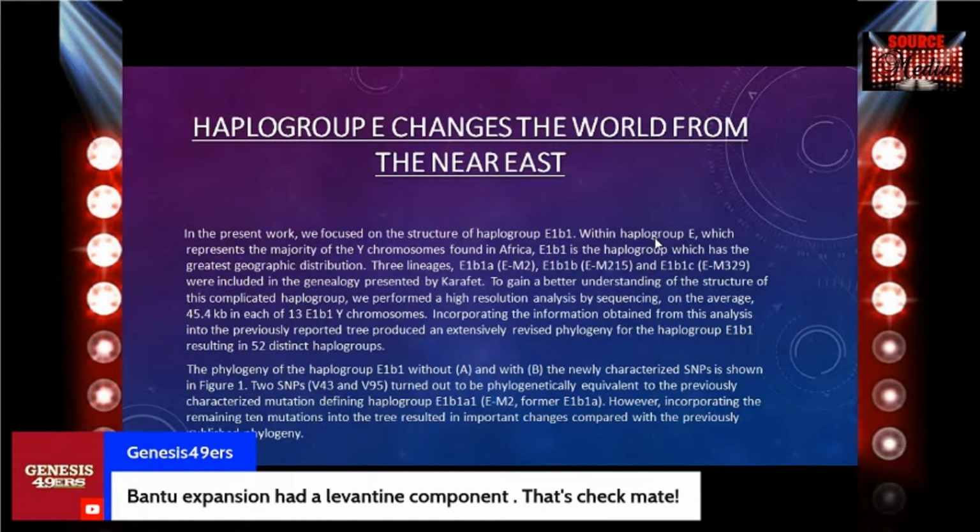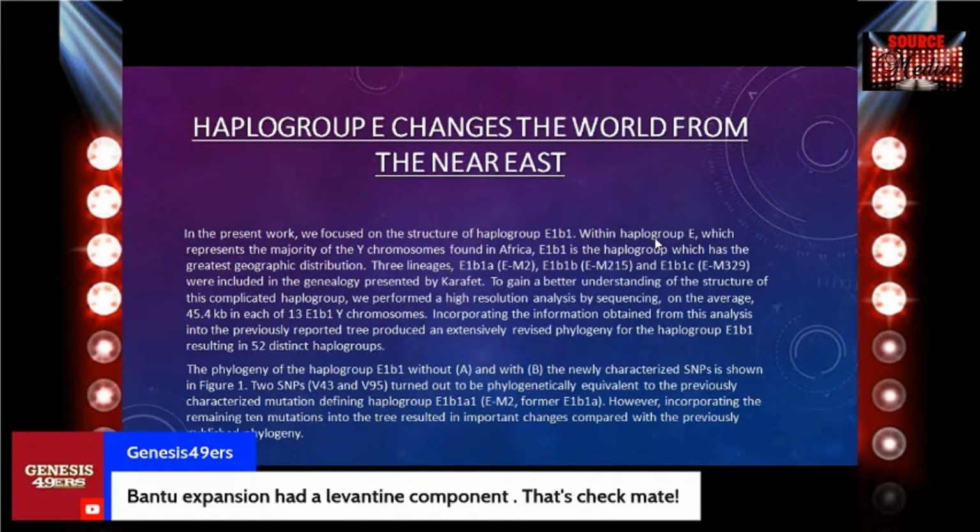Incorporating the information obtained from the analysis into the previously reported tree produced an extensively revised phylogeny of the haplogroup E1B1, resulting in 52 distinct haplogroups. So this one haplogroup had 52 distinct subclades. Is it almost running with the F lineages, huh? Nah, it ain't messing with the F lineages. Got a whole damn phylogenetic tree to itself.